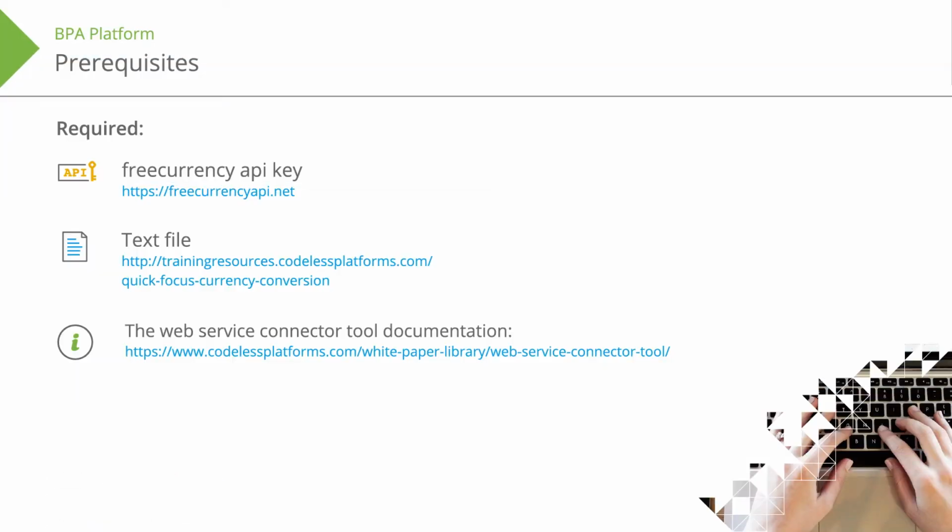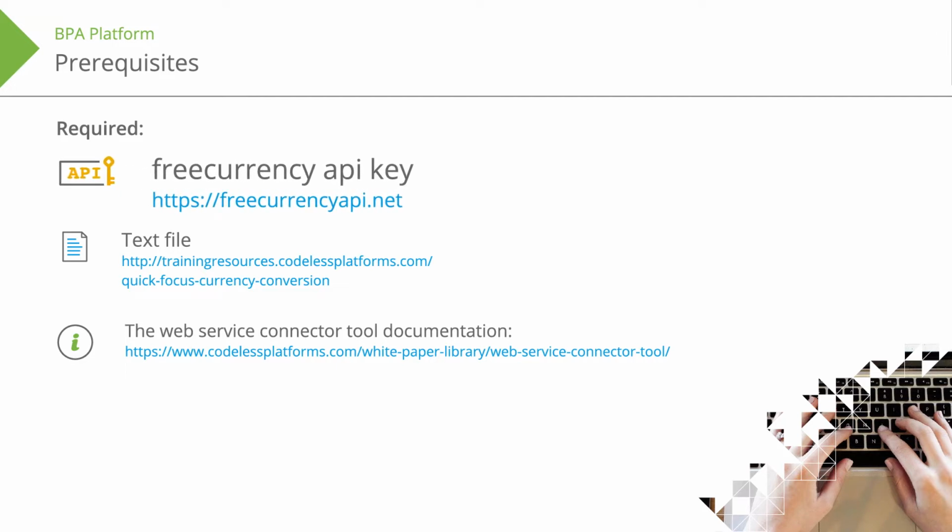This video is intended as a quick overview of BPA Platform functionality. However, if you wish to follow along with the process, you will need a free currency API key. This can be obtained from this URL. Once you have registered, you can log in to view your API key and API credits along with the documentation. Make a note of your API key and the URL structure, as you will need this shortly.